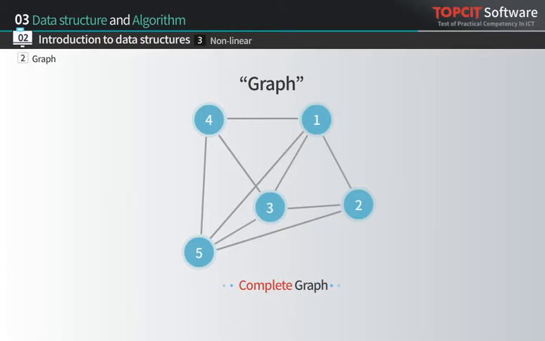Finally, the complete graph indicates a graph with all vertices adjacent. That is, there are n vertices, and a graph that has all vertices with n-1 edges. The sample picture on the screen represents an undirected graph as well as a complete graph, having 5 vertices and a degree of 4 for all vertices.